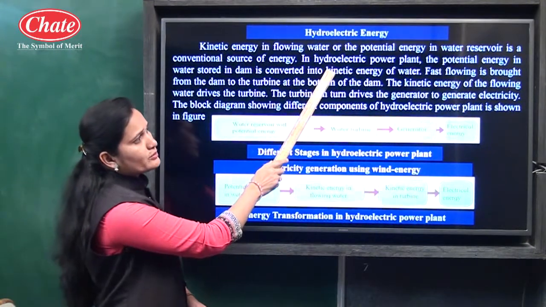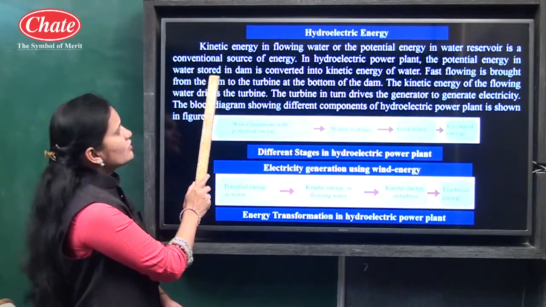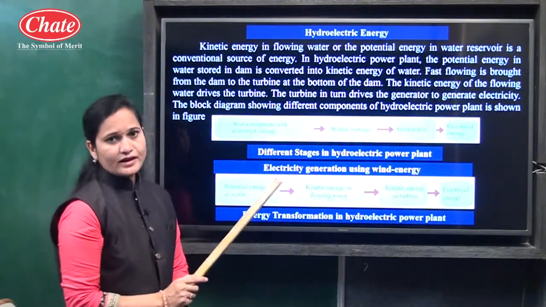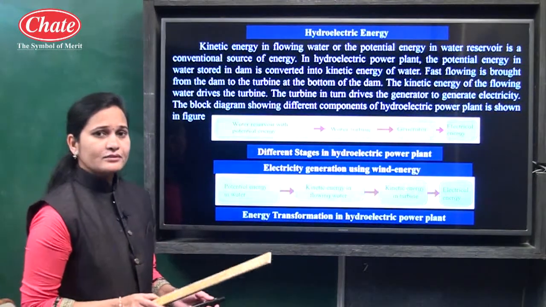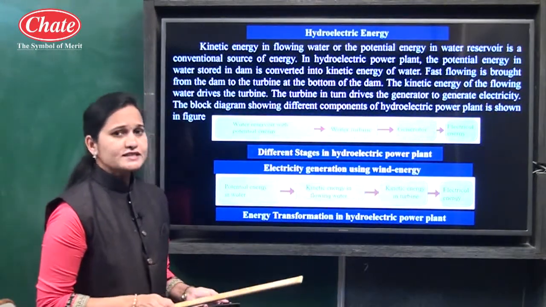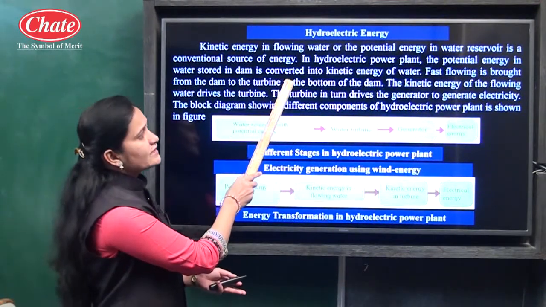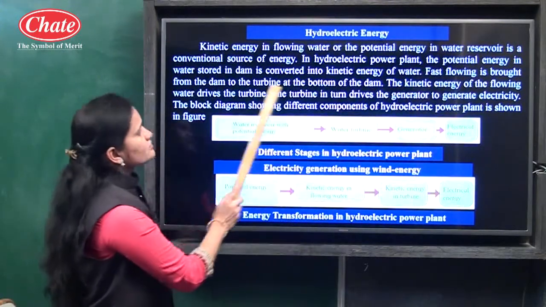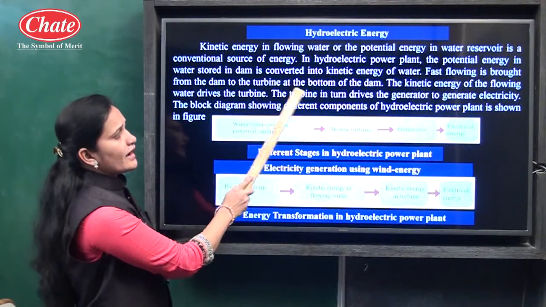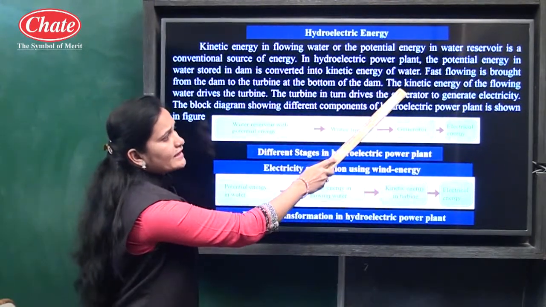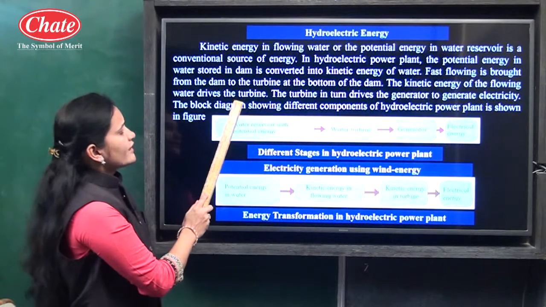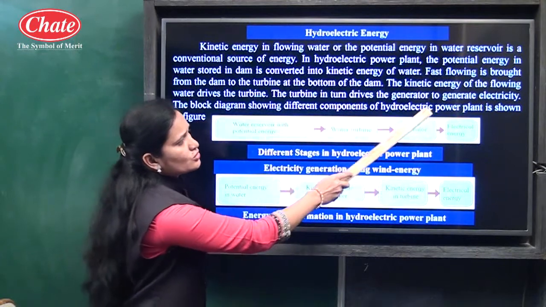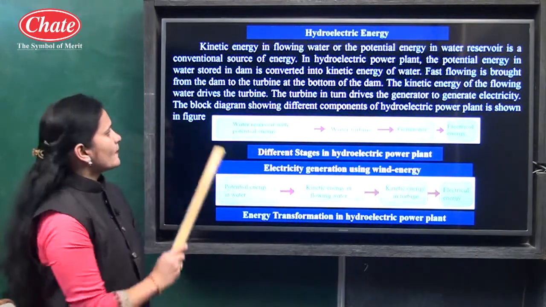In a hydroelectric power plant, the potential energy in water stored in the dam is converted into kinetic energy. When water is stored in the dam, which type of energy is present in it? Potential energy. This potential energy gets converted into the kinetic energy of water when fast flowing water is brought from the dam to the turbine at the bottom of the dam. The kinetic energy of the flowing water drives the turbine. The turbine in turn drives the generator to generate electricity.